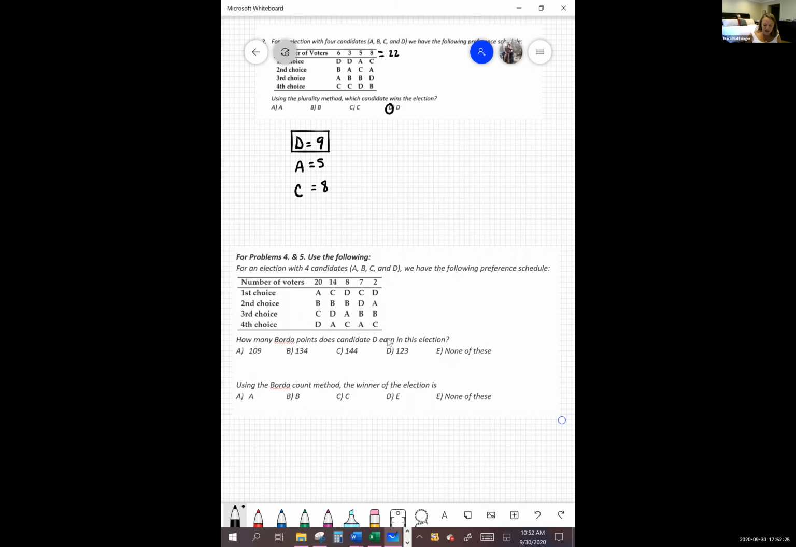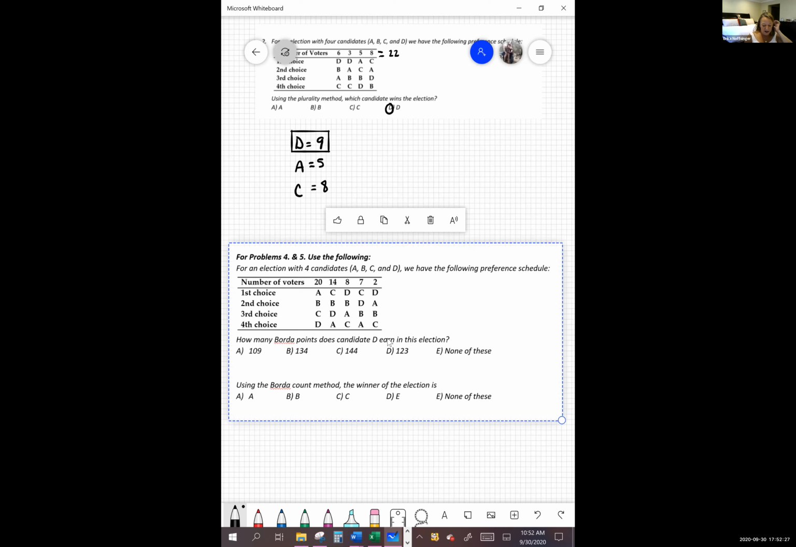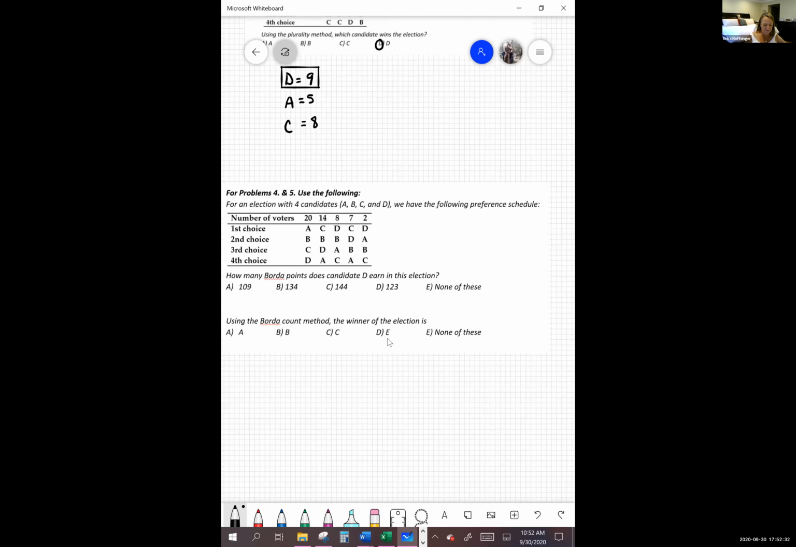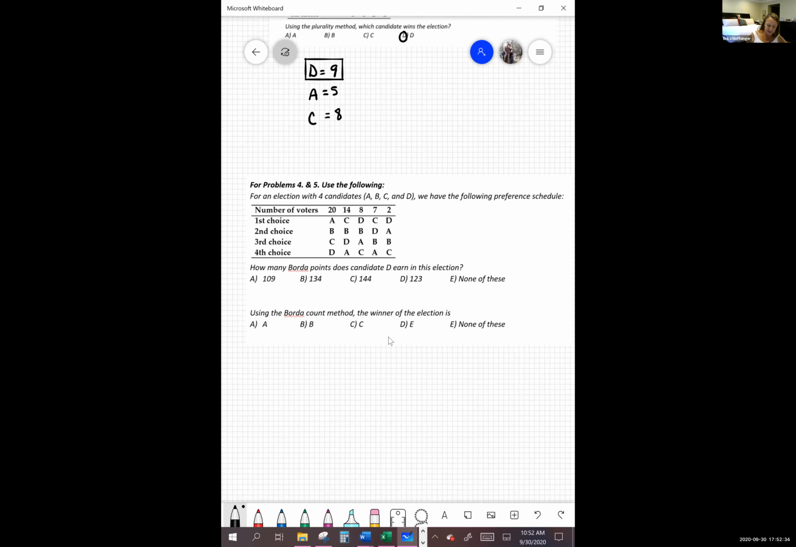Okay, there we go. Looking at Borda count. So first choice winners, let's give them 4 points. Second choice is 3. Third choice is 2. And fourth choice only gets 1 point. For this first question, it just wants to know how many Borda points candidate D earns.